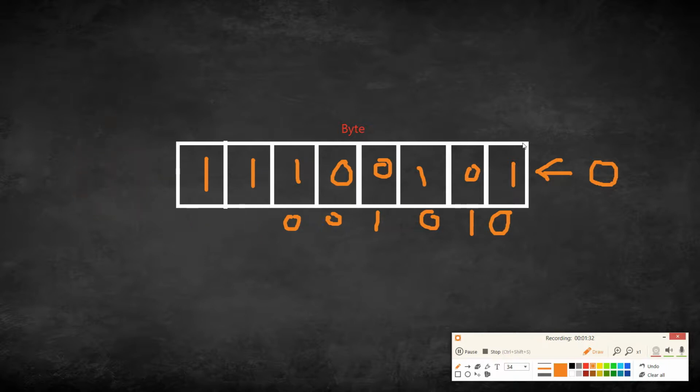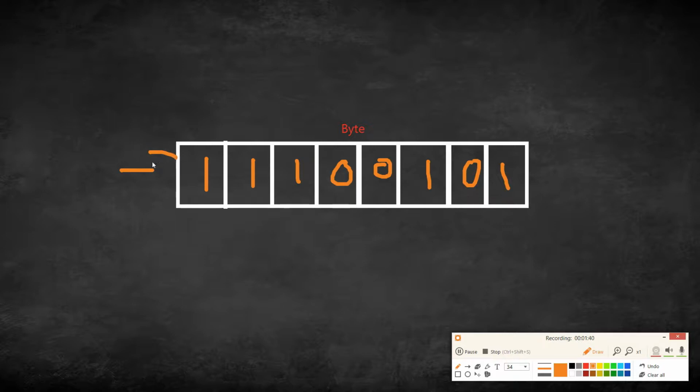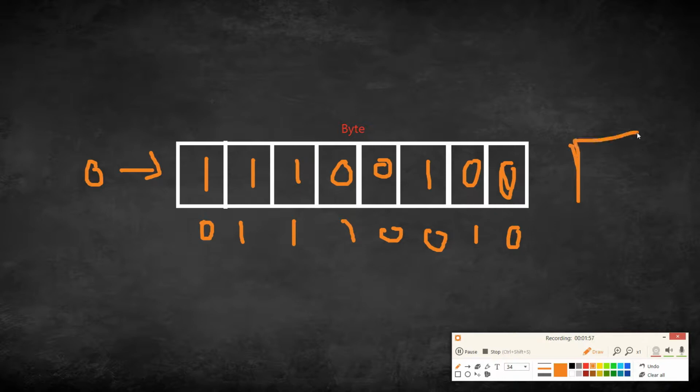Let me go back. If we do the right shift, the 0 is coming in this way, so this will be a 0, 1, 1, 1, 0, 0, 1, 0, and the bit that falls off is stored in the carry. If this was 0, the carry will be a 0. If there's a 1, it'll be a 1. So that's essentially what a shift is.